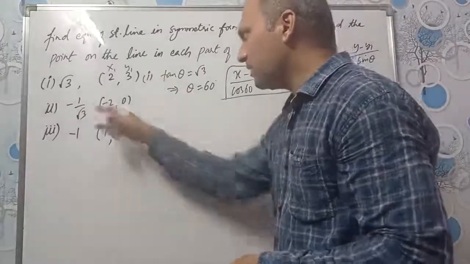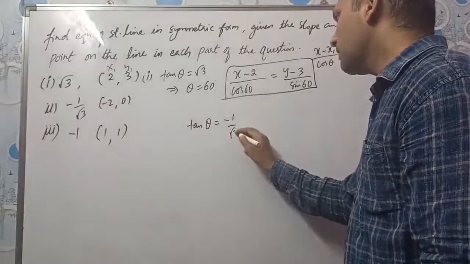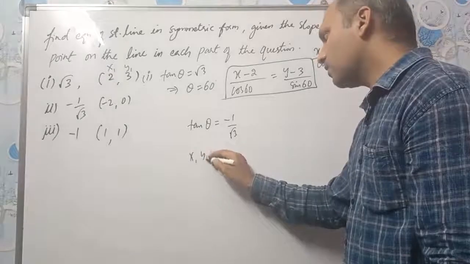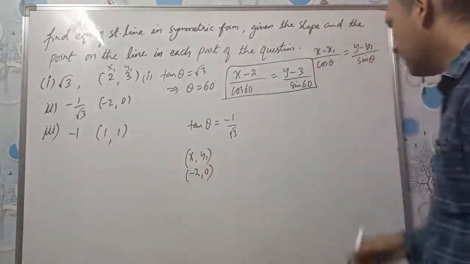Let us do the second bit. Here, tan theta is minus 1 by root 3. How should we find the value? And x1, y1 is minus 2, 0. Now see here.